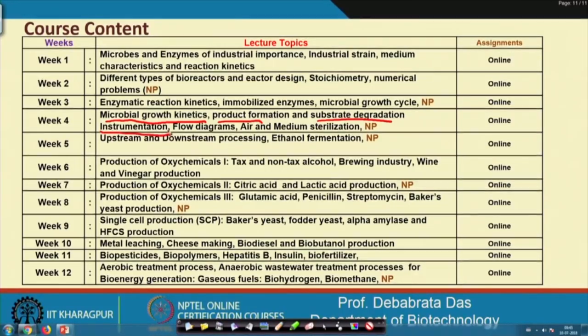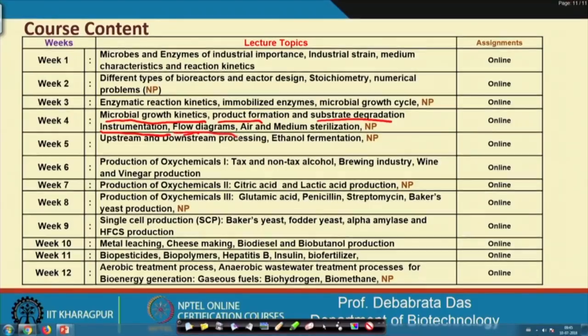Then instrumentation of the process also. In any biochemical process we shall have to consider different operational parameters, for example agitator speed, dissolved oxygen concentration, pH and temperature. All these things require some kind of instrumentation device.